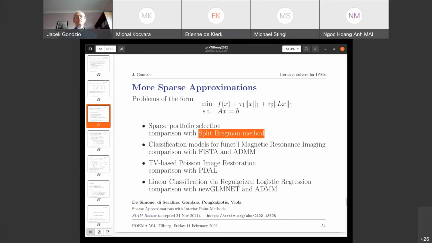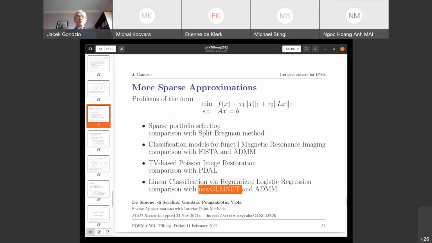And for linear classification, the very good codes are GLMNET and ADMM again. And all our results are summarized in this paper, which will appear in SIAM Review.